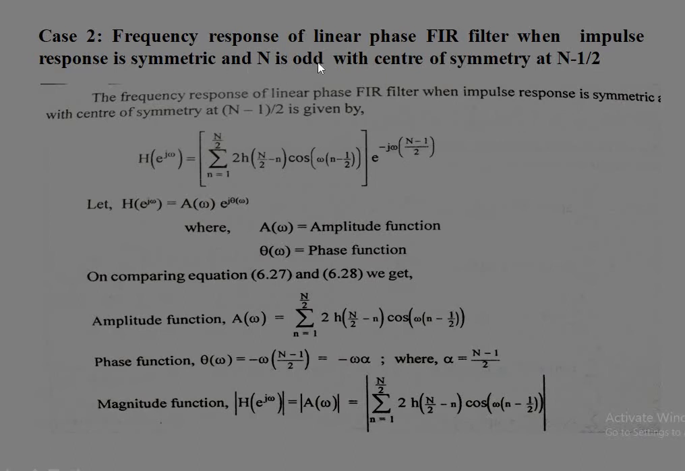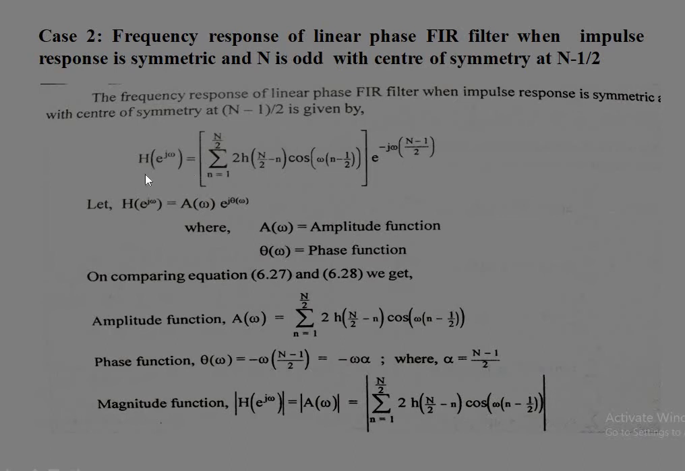n is even, it's not n is odd here, it is n is even, with center of symmetry at (n minus 1) by 2. I beg your pardon, here n is considered to be even. With the frequency response of a linear phase FIR filter, when the impulse response is symmetric and n is even with the center of symmetry at (n minus 1) by 2, the frequency response is represented with respect to this expression: H(e^jω) = sigma n is equal to 1 to N by 2 of h(N/2 minus n) cos(ω(n minus 1/2)) e^(−jω(N minus 1)/2).